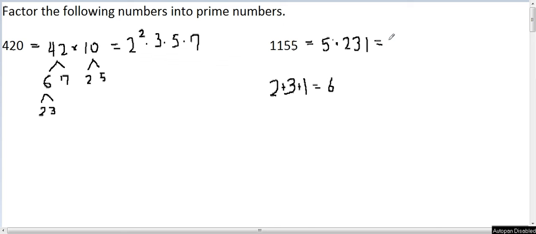So let's go ahead and divide 231 by 3. We get 5 multiplied by 3. 3 times 7 is 21. 23 minus 21 is 2. 21 divided by 3 is 7. And 77 is equal to 7 times 11. So we can write this as 5 multiplied by 3 multiplied by 7 multiplied by 11. And if we write this in increasing order, we get 3 times 5 times 7 times 11.